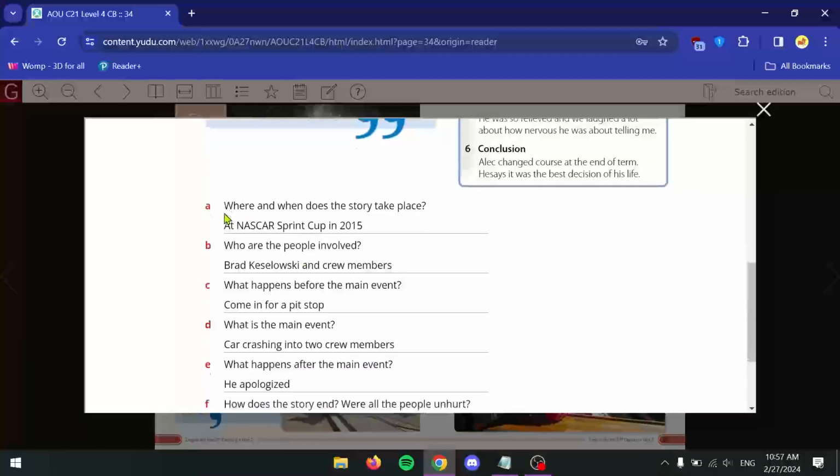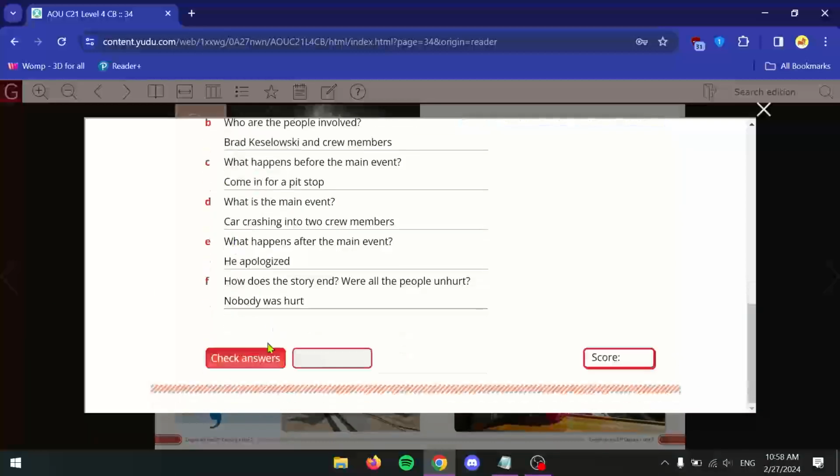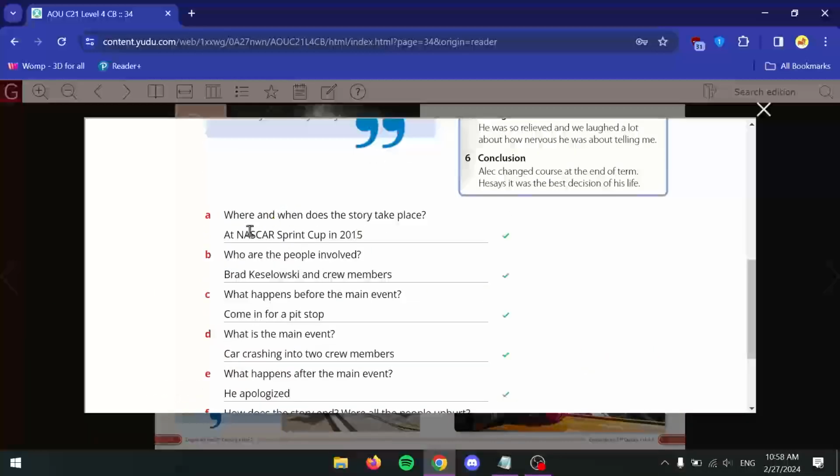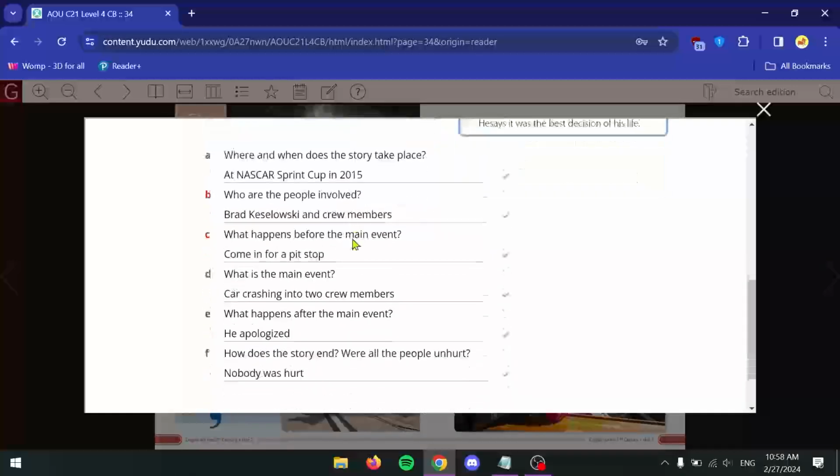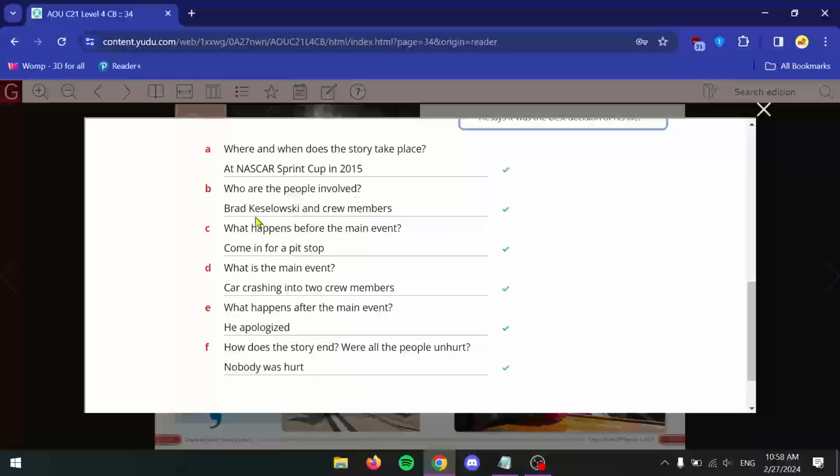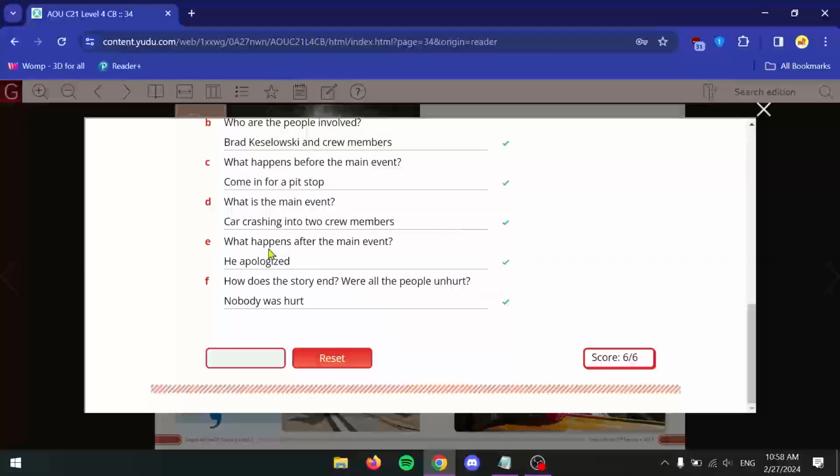Okay, let's go over these one more time. Actually, let's check our answers first. Here we go. Where and when does the story take place? It takes place at NASCAR Sprint Cup in 2015. Who are the people involved? Brad Keselowski and crew members. What happens before the main event? Come in for a pit stop. What is the main event? A car crashing into 2 crew members.